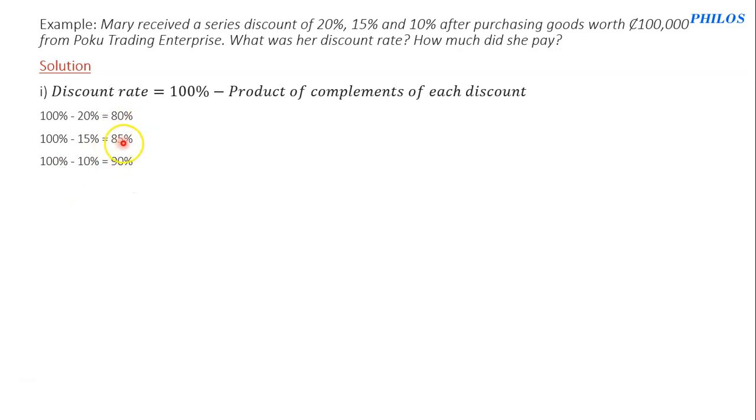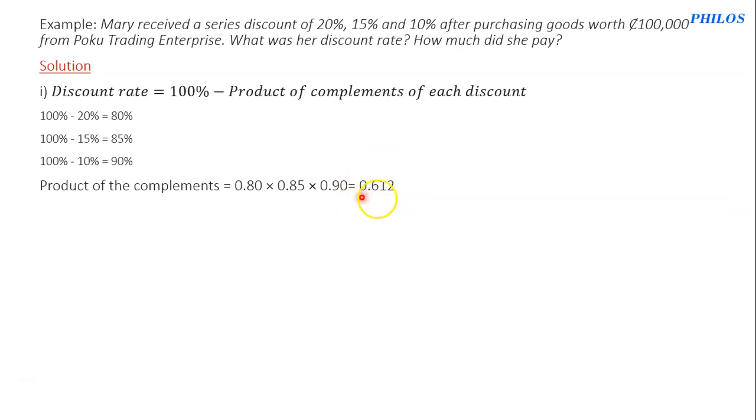So convert the three of them to decimals. This will be 0.8, this will be 0.85, and this will be 0.9. That is 80 divided by 100, 85 divided by 100, and 90 divided by 100. After converting them to decimals, you multiply the three of them. So the product of the complements should be 0.8 times 0.85 times 0.9. And that will give you 0.612. So this is the product of the complements.